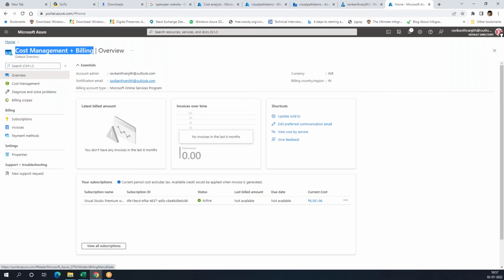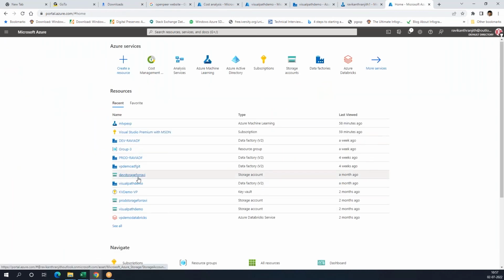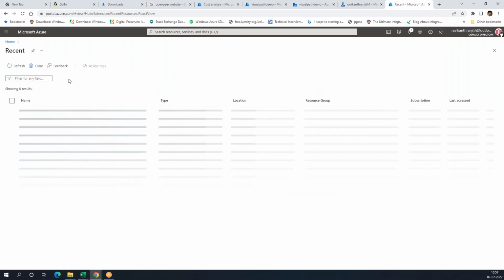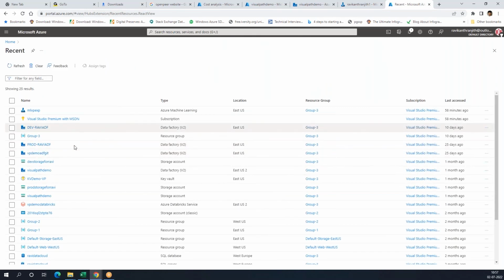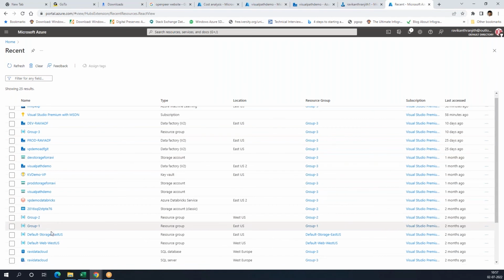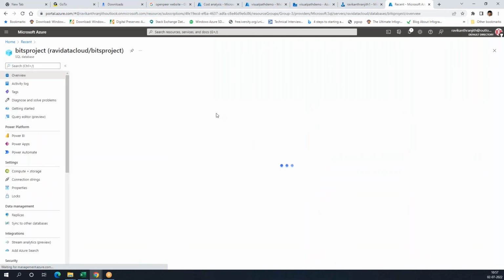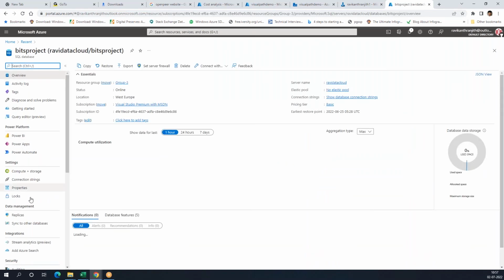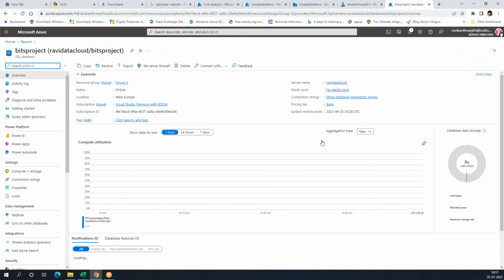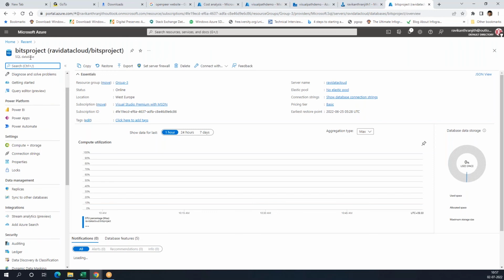Like for example, I'll take one SQL database. Let's go and take one SQL database. Okay, where are we having? Let me see. I have a SQL database. I went to a database. Let me go to the server here.